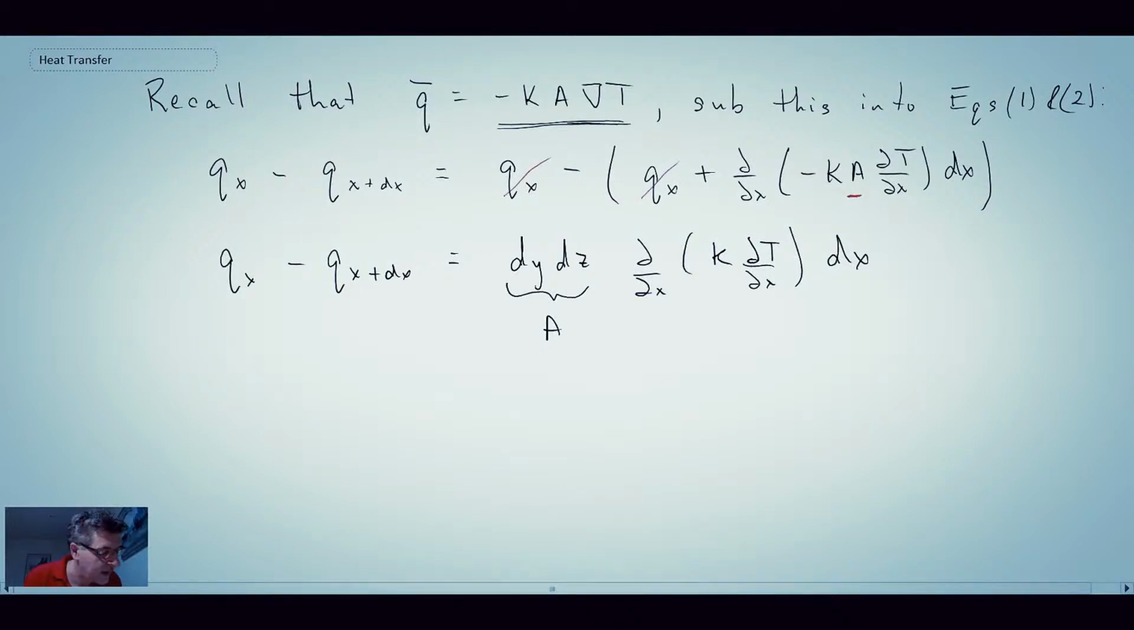Left with dx. Looking at this, I can do that for each of the three directions, so do it for the y and the z direction as well, and then substitute that into equation 1, the energy equation. When I rearrange a couple of terms a little bit, we get the following.